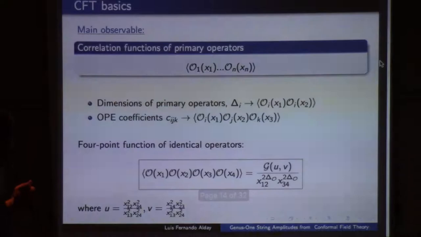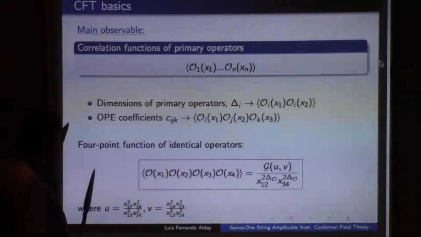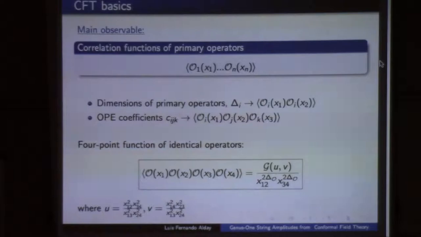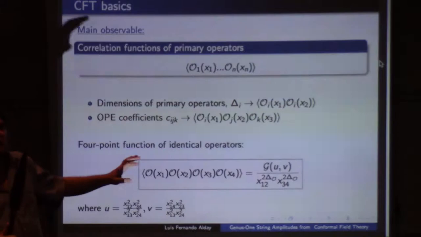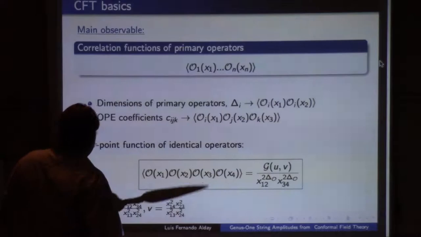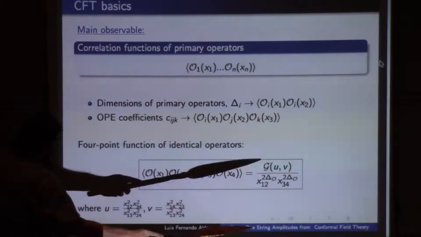You cannot tell it. Then we have seen that the main observable are correlation functions of these local operators. Once you tell me what the dimensions of primary operators are, these fix the two-point functions. And if you give me also the OPE coefficients, then we can also fix the three-point functions. The simplest dynamically non-trivial quantity is the four-point function of four identical scalar operators. Conformal symmetry doesn't fix that uniquely, but it tells us that it is an arbitrary function of the cross ratios, U and V, divided by this prefactor.